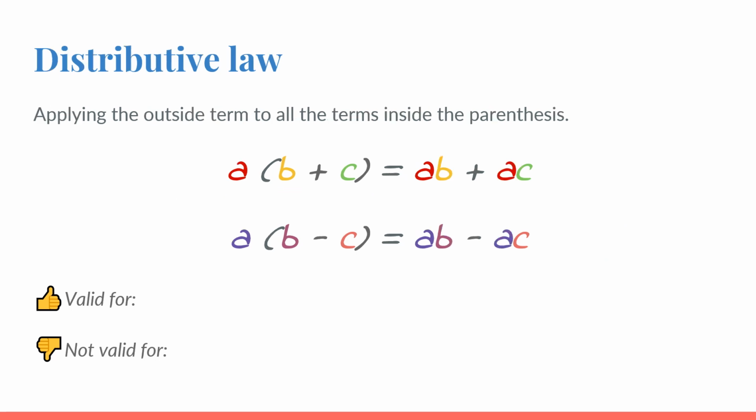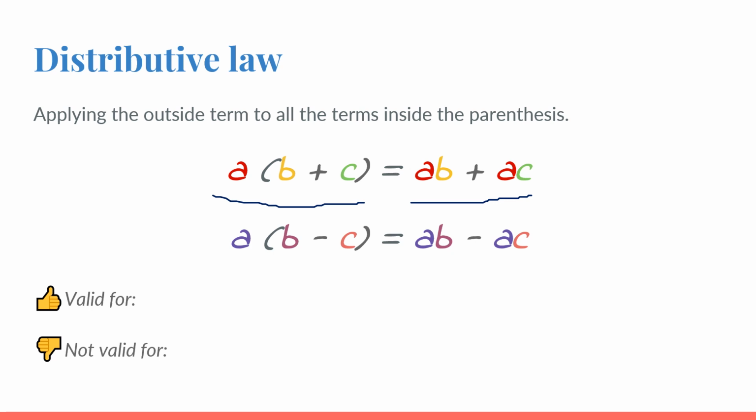And the third law is the distributive law. In the distributive law, applying the outside term to all the terms on the inside of the brackets should give you the expanded term, where the expression on the left is equivalent to the expression on the right. So for example, if we multiply each term of b plus c by a, we'll get ab plus ac. So this equation is true regardless of the values of a, b, and c.